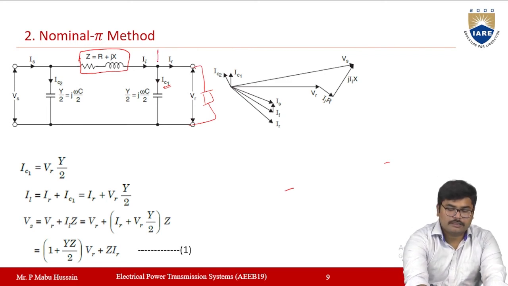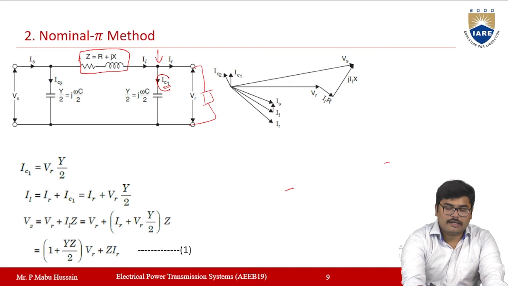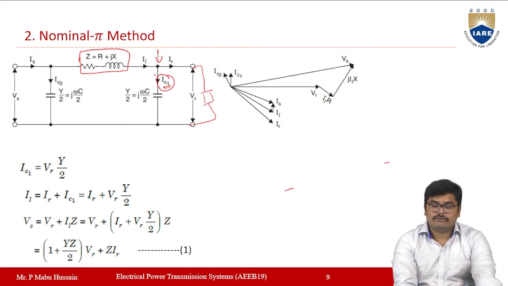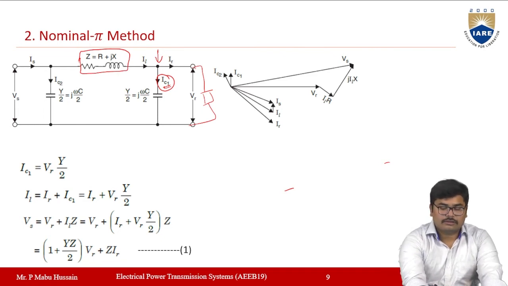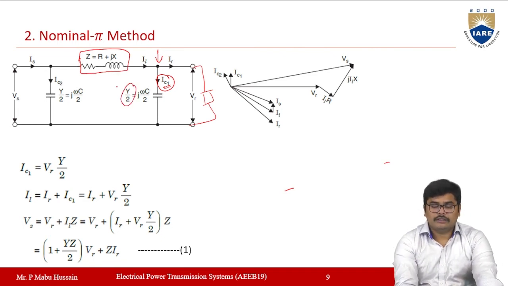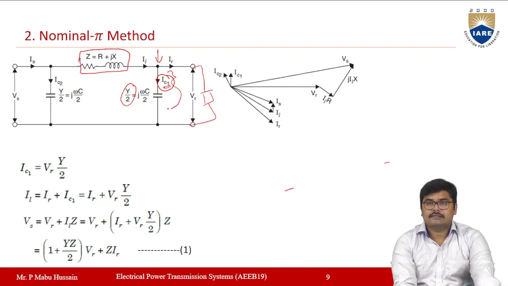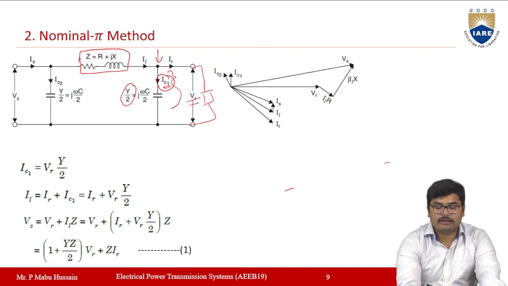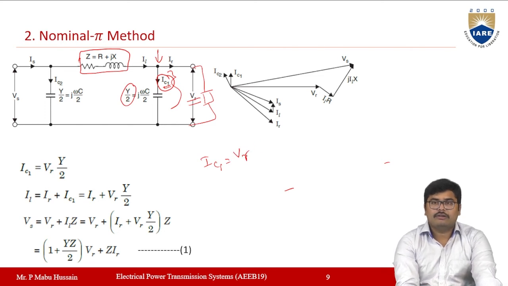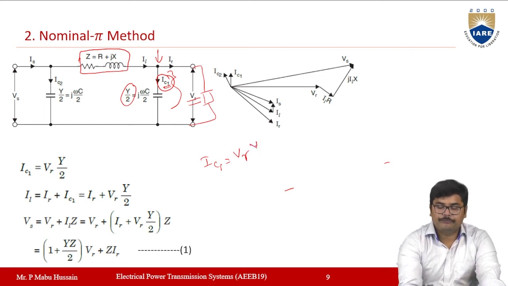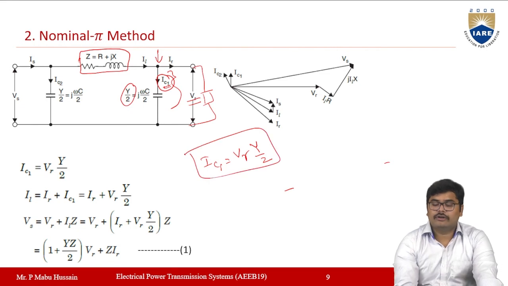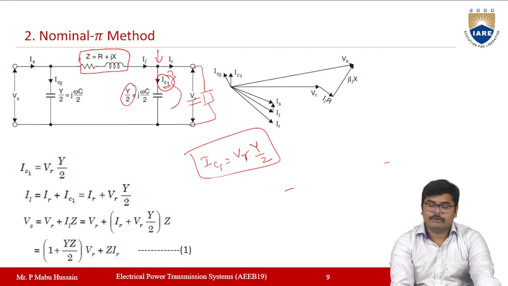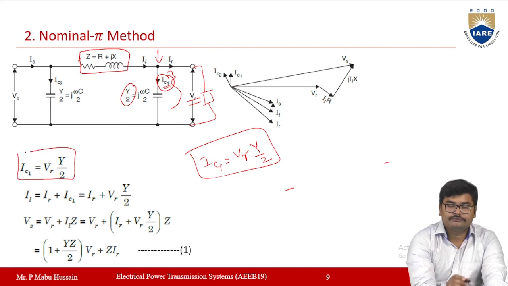Now consider the current IC1. IC1 is the current flowing through the capacitance Y by 2 connected at the receiving end. The voltage across this capacitance is the same as VR. So the current IC1 can be written as that voltage VR multiplied by the admittance Y by 2. IC1 is equal to VR into Y by 2, which we have written here.